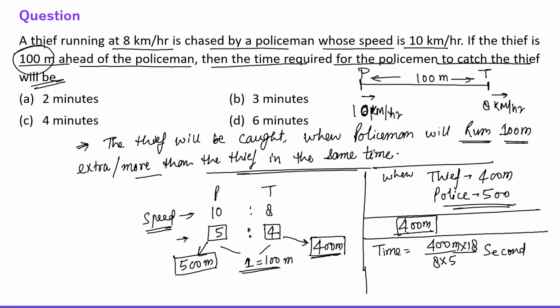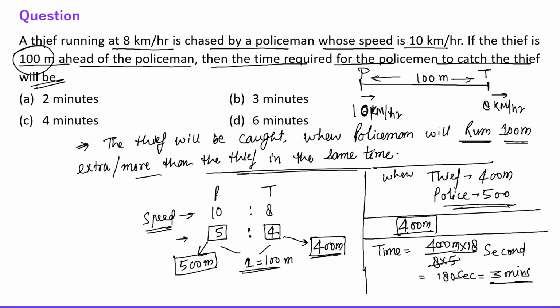So the answer will be in seconds. Fine. So 8 5s are 40. So this 40 cancels and then 10 is left. So 10 and 18, so this is 180 seconds. 180 seconds means what? 3 minutes.